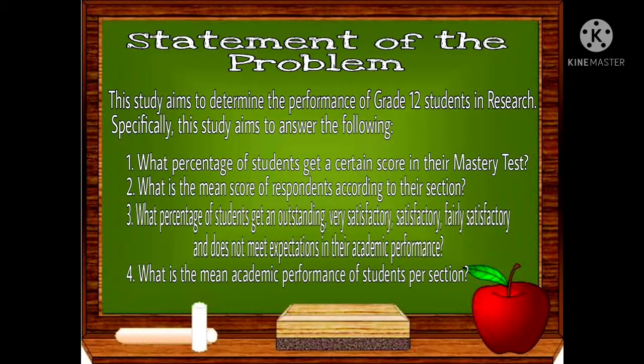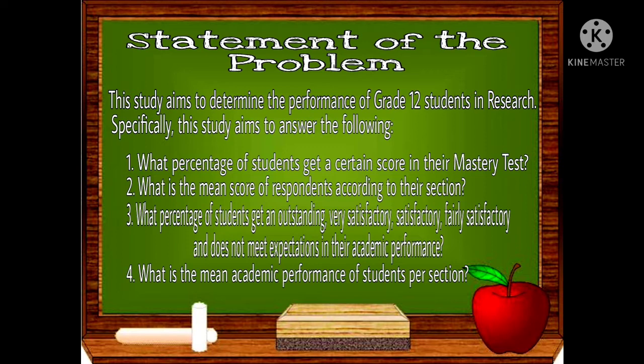So before we start, let us go first to the statement of the problem. This study aims to determine the performance of grade 12 students of Labugo National High School in research. Specifically, this study aims to answer the following. Number 1. What percentage of students get a certain score in their mastery test? Number 2. What is the mean score of respondents according to their section?